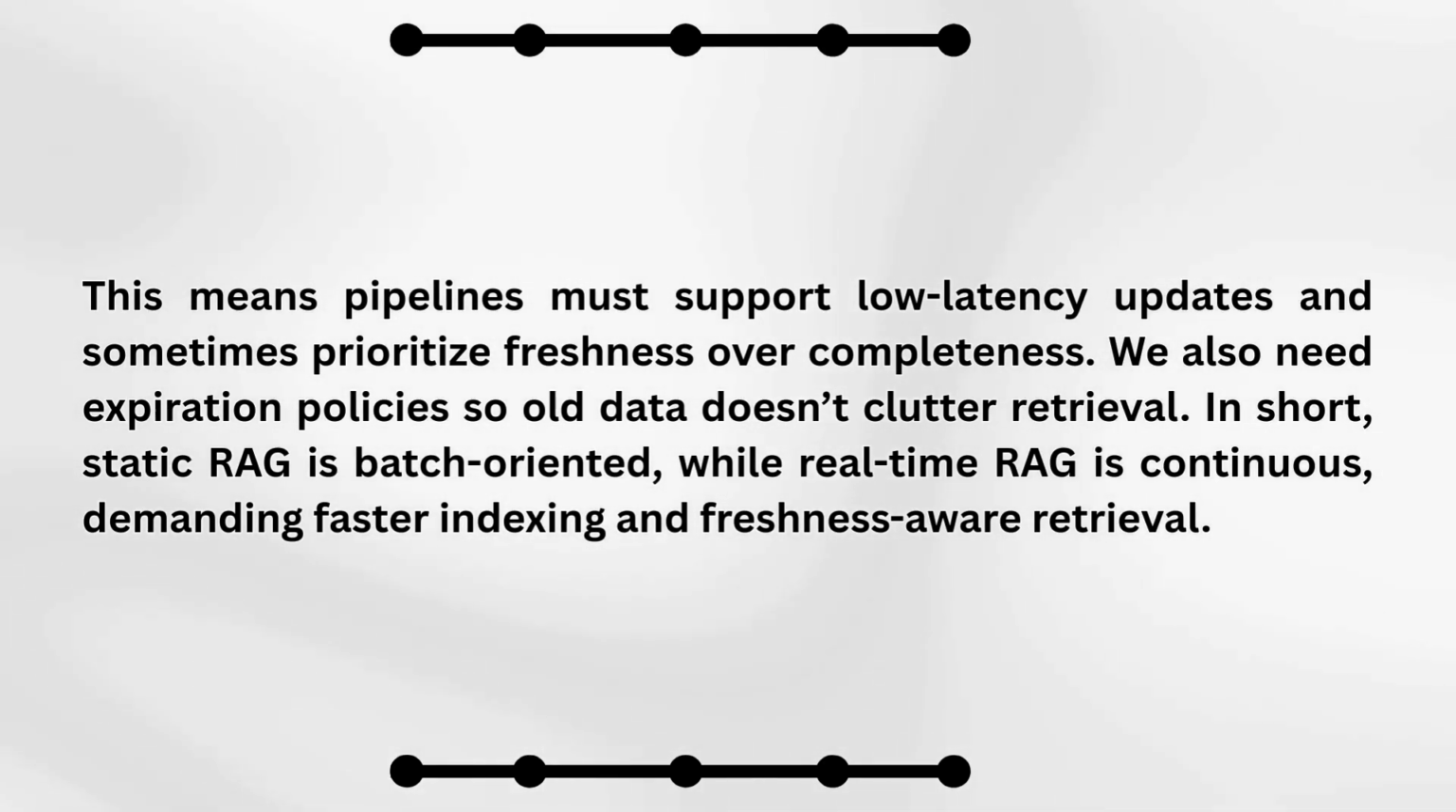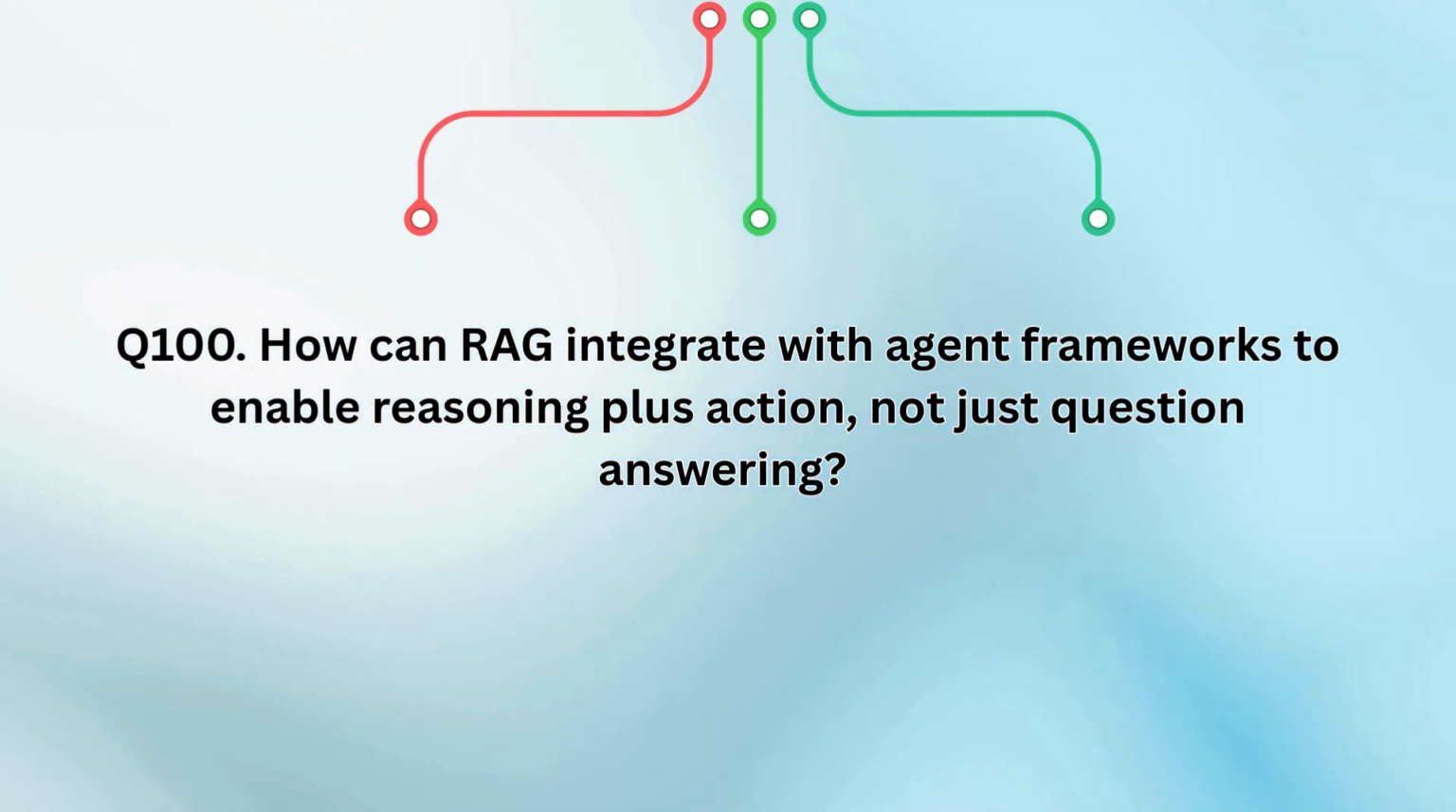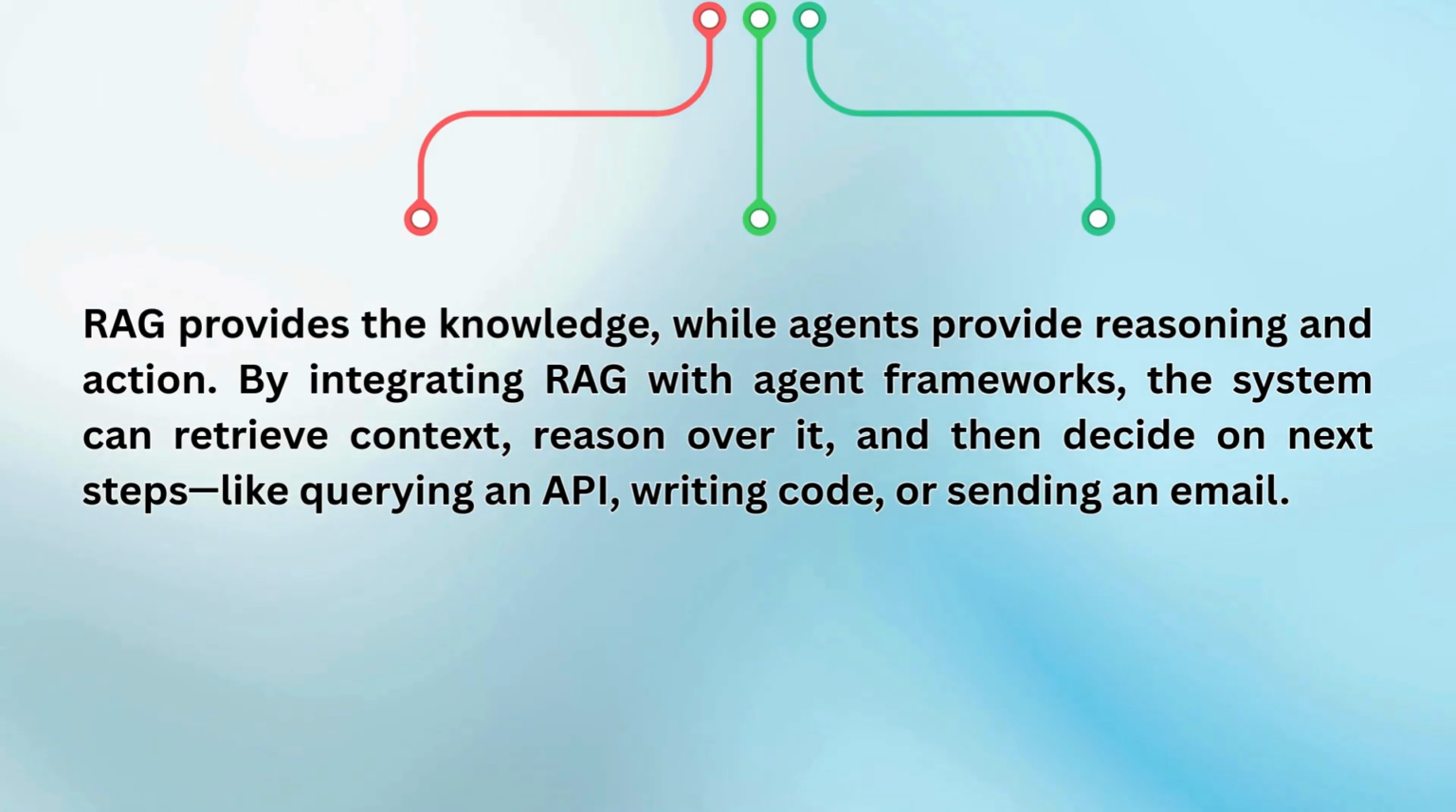We also need expiration policies so old data doesn't clutter retrieval. In short, static RAG is batch-oriented, while real-time RAG is continuous, demanding faster indexing and freshness-aware retrieval. How can RAG integrate with agent frameworks to enable reasoning plus action, not just question answering? RAG provides the knowledge, while agents provide reasoning and action.